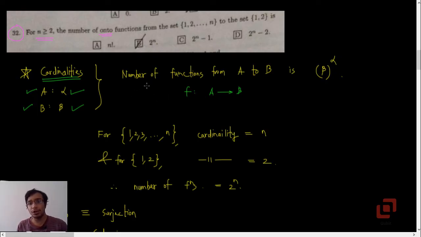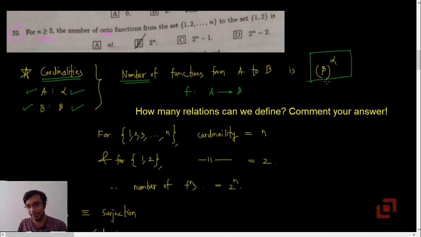Here we are not talking about any specific function. We are interested only in knowing how many functions we can define from A to B. We are not defining relations, please keep that in mind. There is a difference between a relation and a function. Every function is a relation, but every relation need not necessarily be a function. So the number of functions is beta to the power alpha, where beta is the cardinality of the codomain and alpha is the cardinality of the domain.